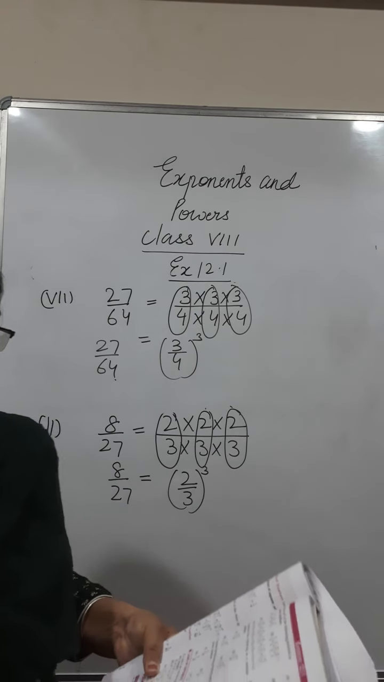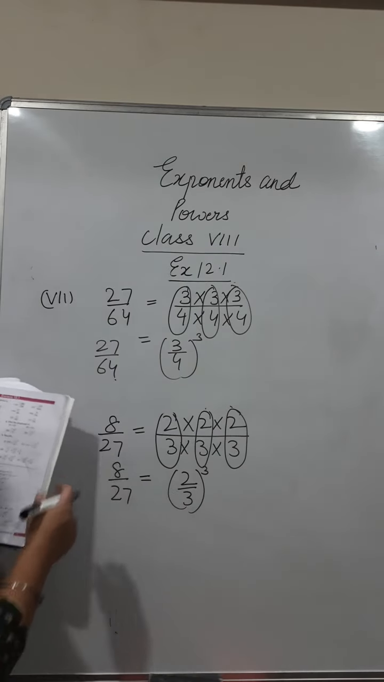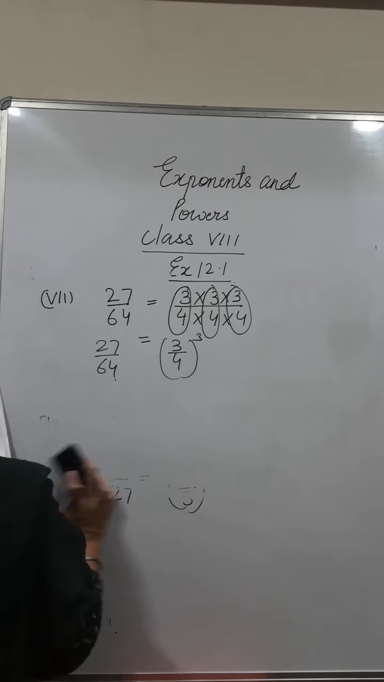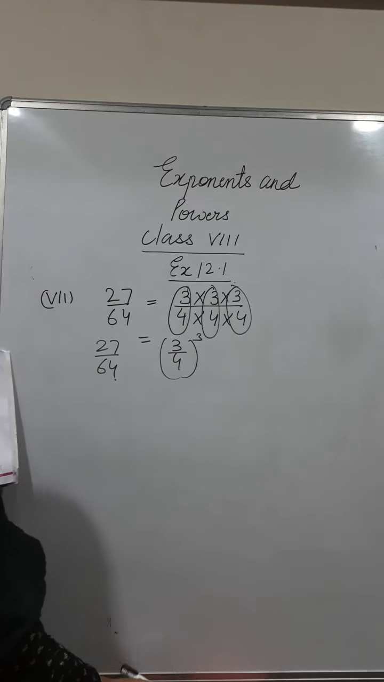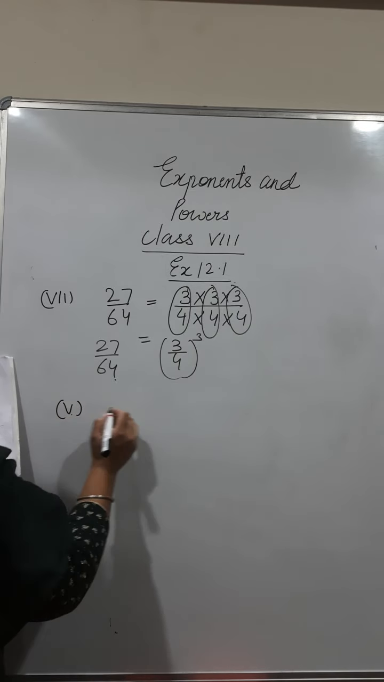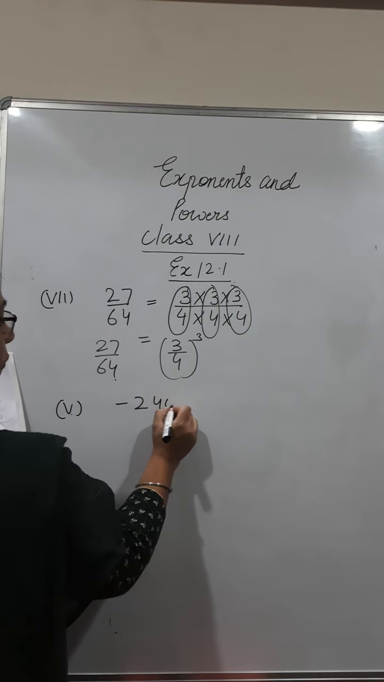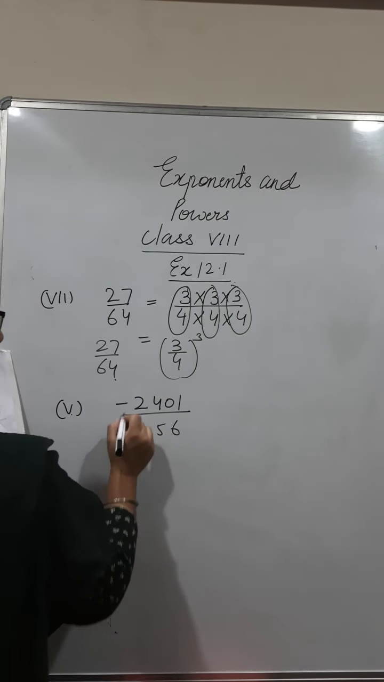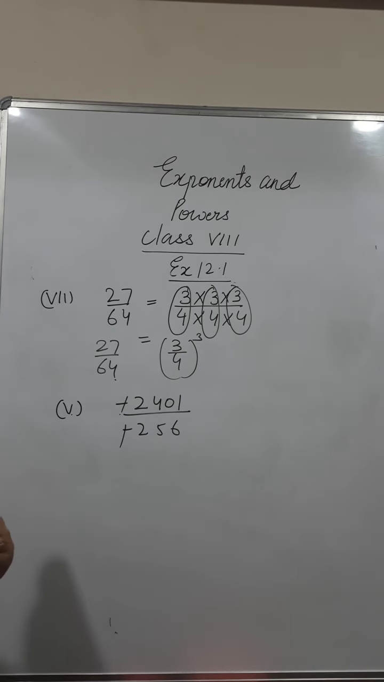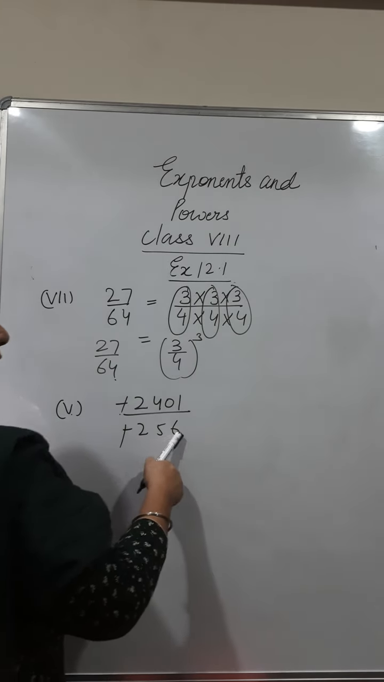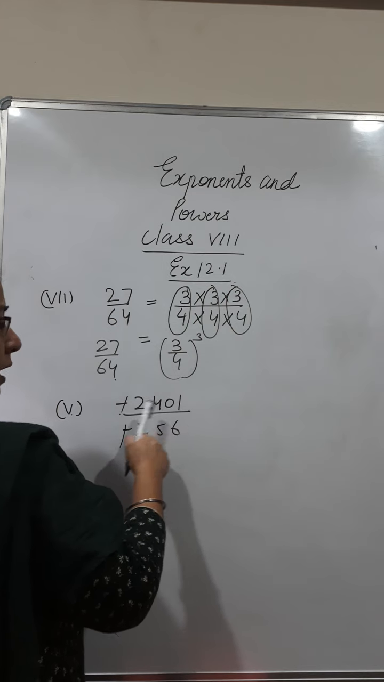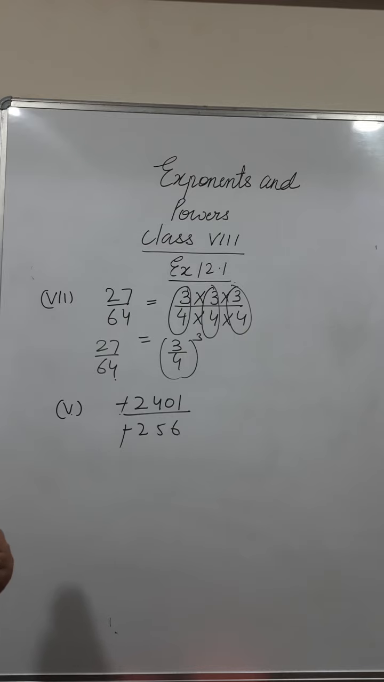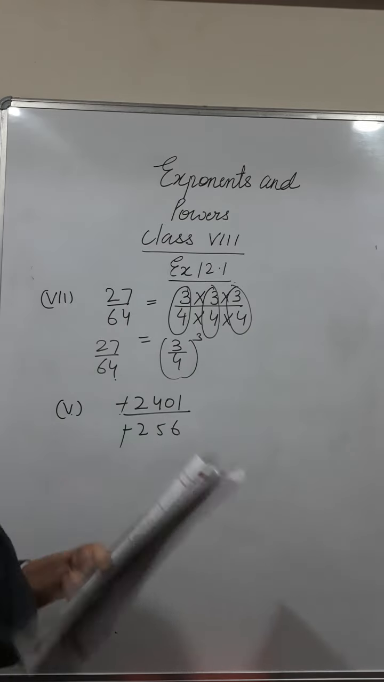Clear, beta? Next. One thing you have to keep in mind, beta, if there is a negative sign in the numerator and also in the denominator, first of all you will cancel it. Say for example, in the 5th part, it is minus 2401 divided by minus 256. So you first of all cancel these two. Now, after that you can find the factors of these numbers, and after finding the factors, you can further write it in the exponential form.